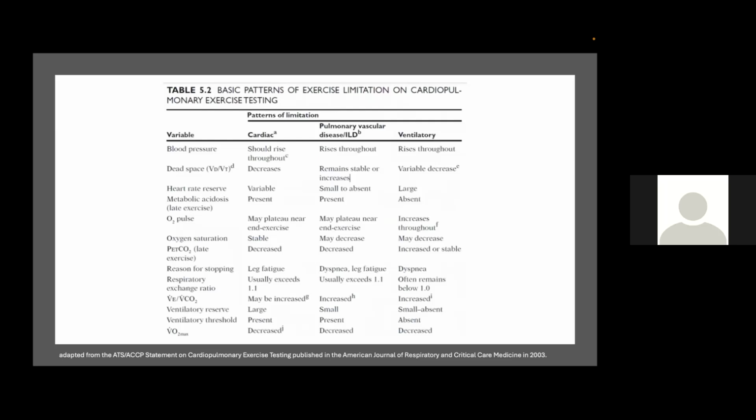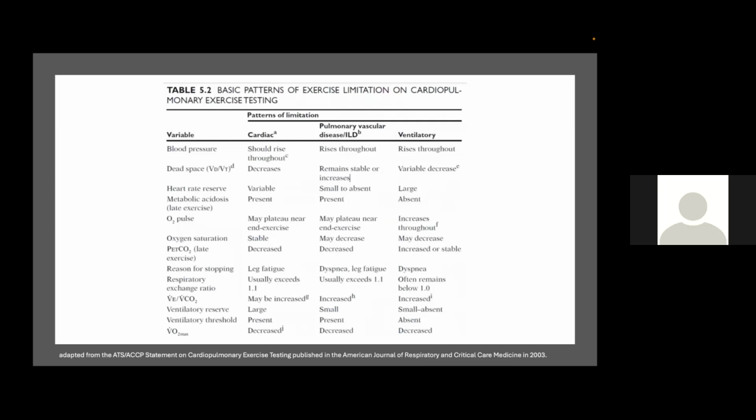And the pulmonary limitation, we will start from the bottom lines. They will have a low peak VO2, and there is an anaerobic threshold we can identify. The ventilatory reserve will be low, as we mentioned before, and the slope will be high, more than 34. And usually the patient stops exercise due to dyspnea or leg fatigue.